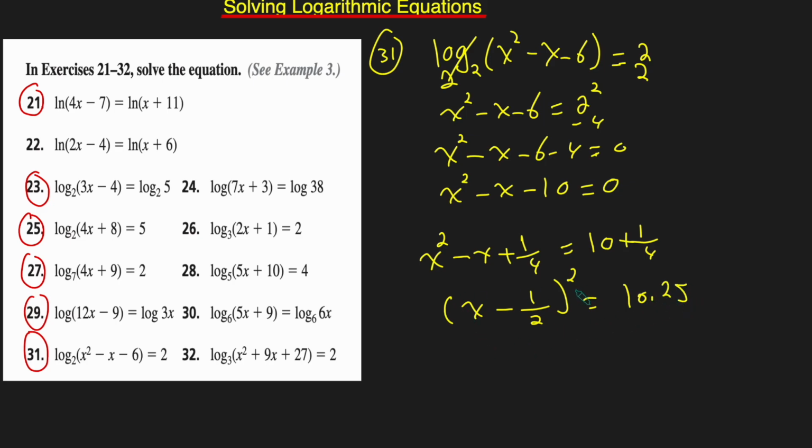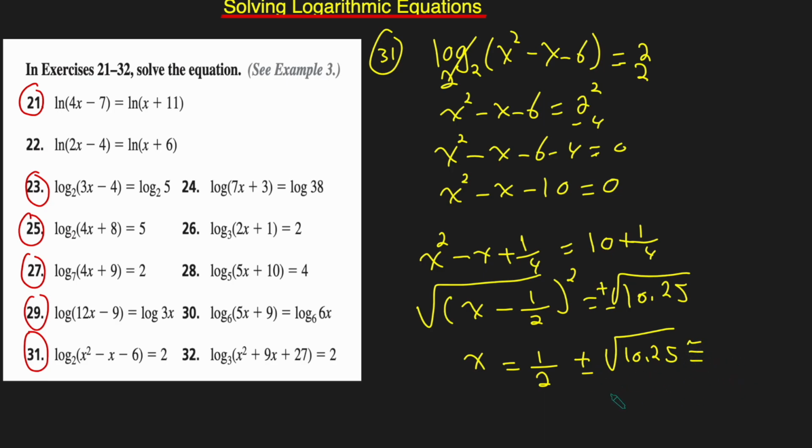10.25. To solve this, I have to square root this side, and I have to square root this side, and this becomes plus or minus. So now I will have x equals 1/2 plus or minus the square root of 10.25. And if you crunch this in your calculator, you're going to end up with x equals 3.7 and x equals negative 2.7.